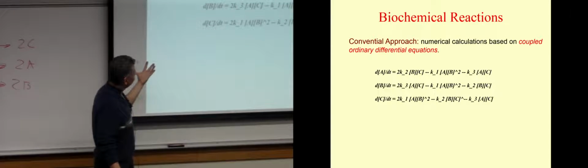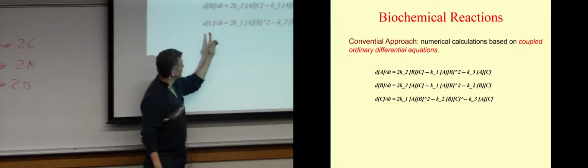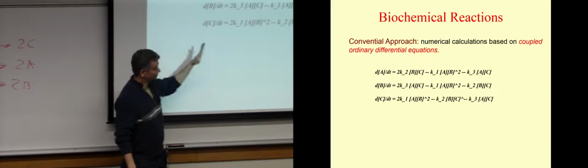So dA/dt, and then the subscript, the underscore is the subscript, so that's 2 times K2. Okay, now that it's in front of you in ugly form.